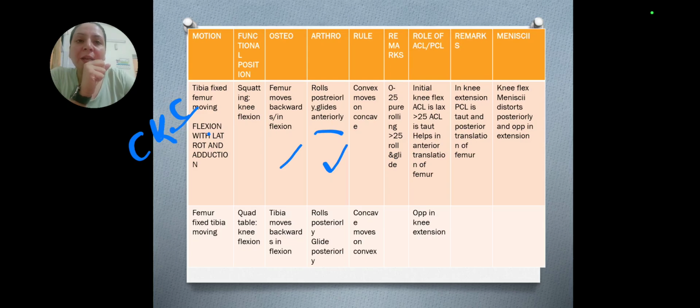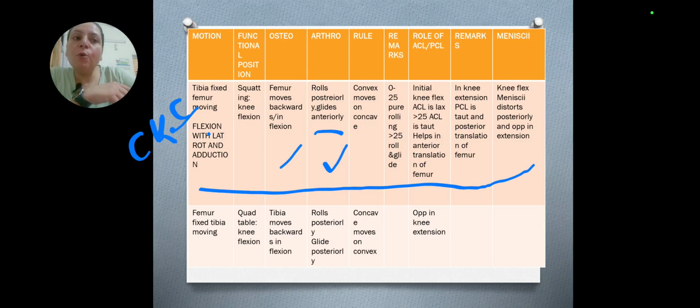And what will happen to the menisci? The menisci will distort posteriorly in knee flexion, and in extension it will distort anteriorly. So this is how the movement is taking place in a closed kinematic chain when the femur is moving.